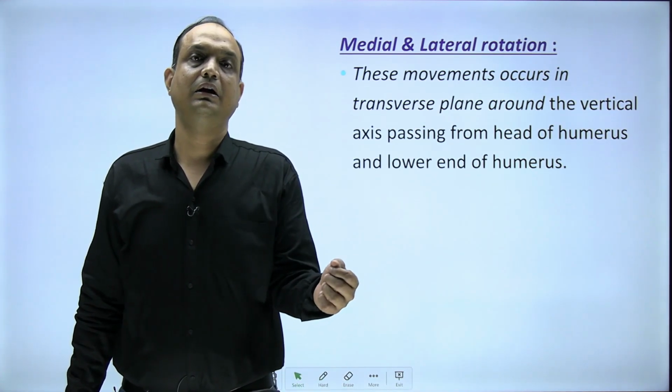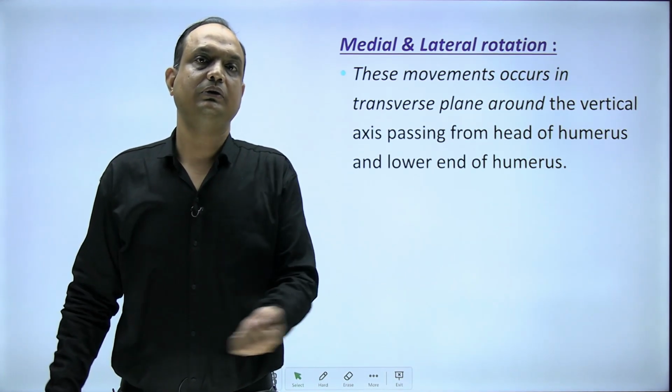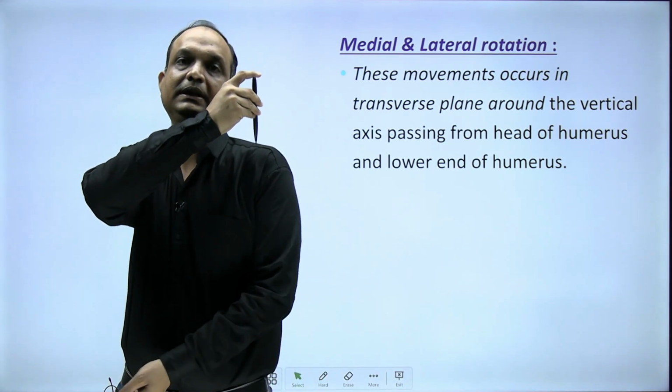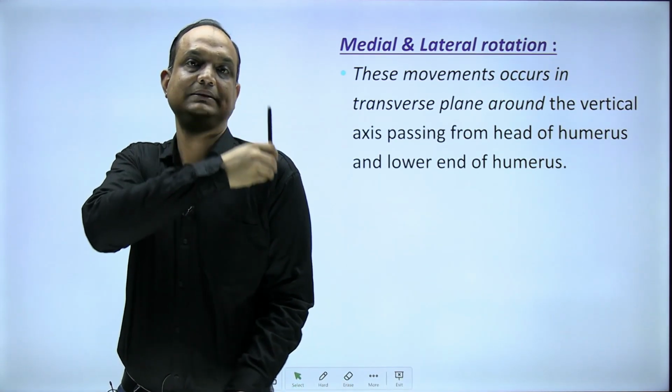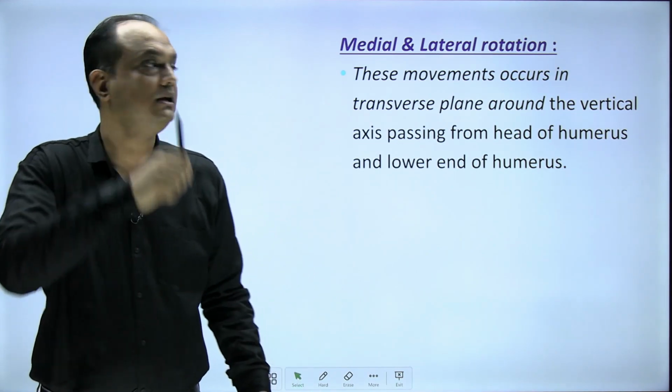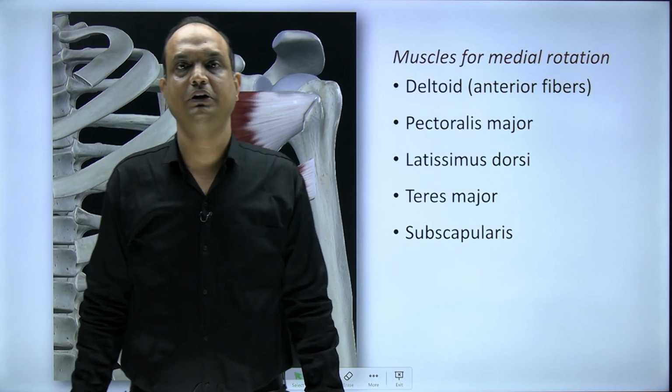Now you will have two sets of rotation which occur at the shoulder joint. This is your lateral rotation and this is your medial rotation. You can see that these rotations take place around a vertical axis, and this axis again passes through the head of the humerus, but it is a vertical axis. Now which muscle causes the rotation?